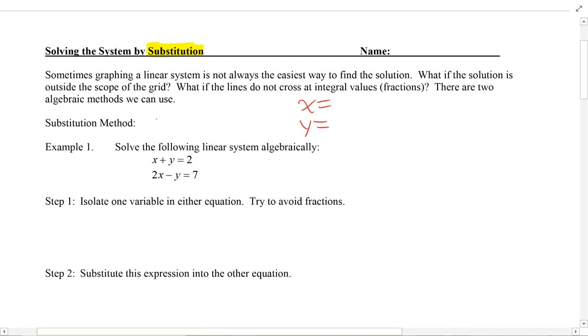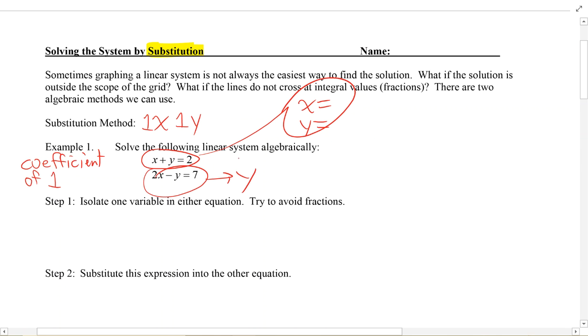You're looking for an x or a y with a coefficient of 1. Write this down: coefficient of 1. That's what you're looking for to make it the simplest. So this first one would be a good one for either x equals or y equals. This one here would be good for y equals, but it's a little bit trickier because of the negative sign. The negative sign means you have to do sign changes. Okay, so let's take the first one.